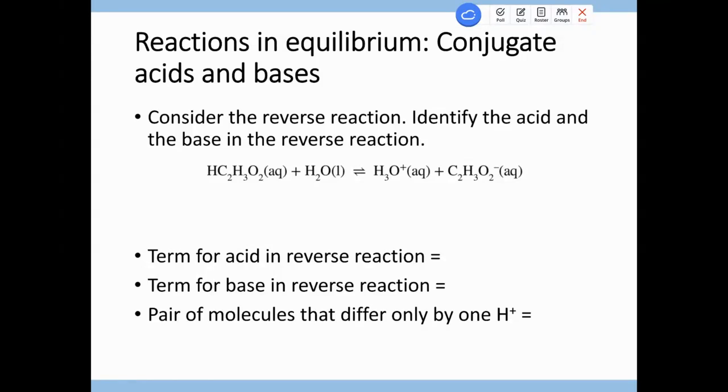So look at this reaction for a moment here. Imagine the reverse reaction, so starting with H3O+ and C2H3O2- and forming the reactant. So reaction in reverse, label the acid on the right side and the base on the right side. So which one's giving away a proton, which one's donating a proton. Again, for the reverse reaction now.